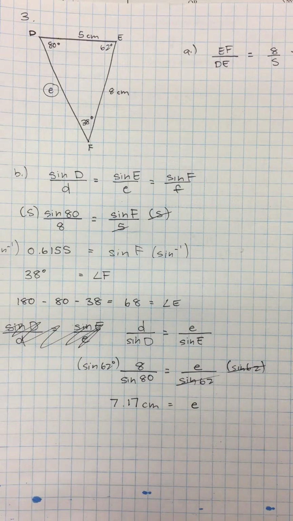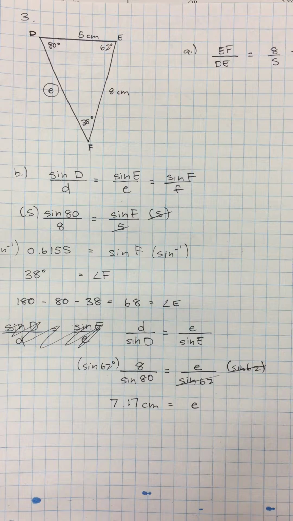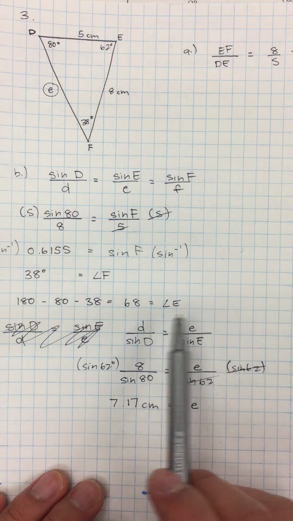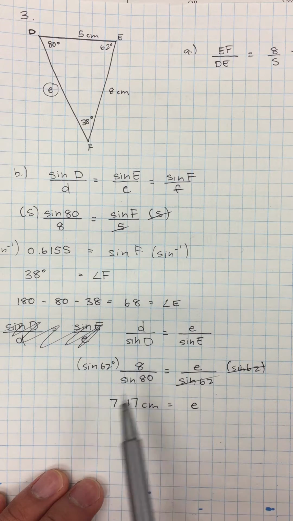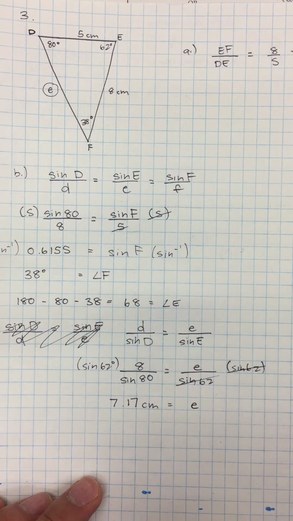And so that's question 3. So we found angle F first, and then we subtracted angle F and angle D to find angle E. And then we just plugged in angle E into this formula here to find side E. And so that's question 3.